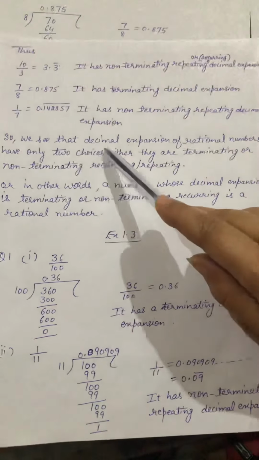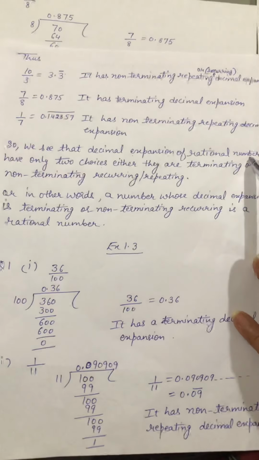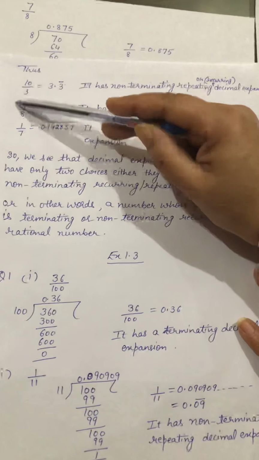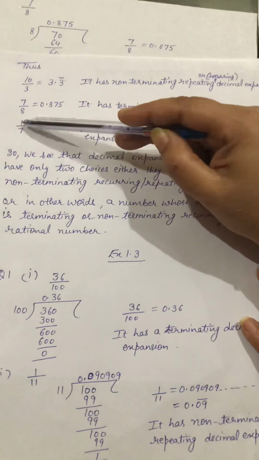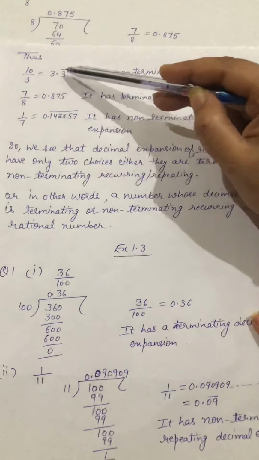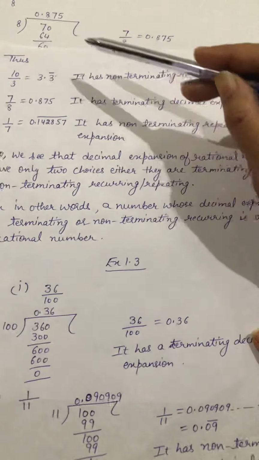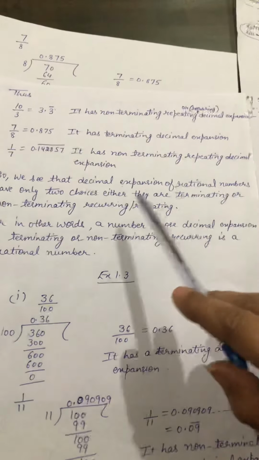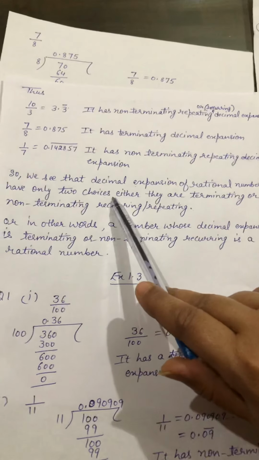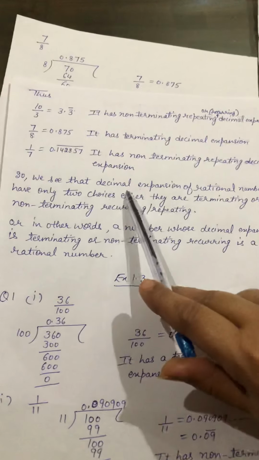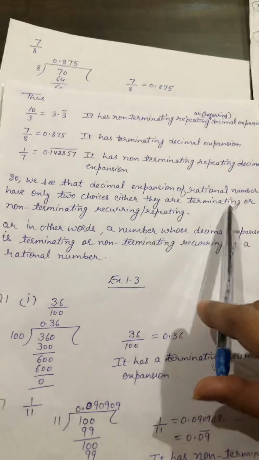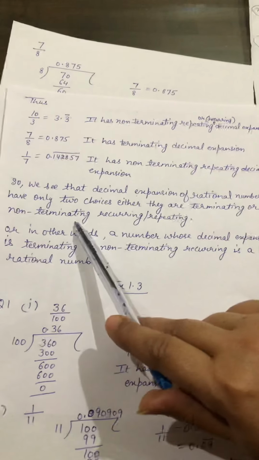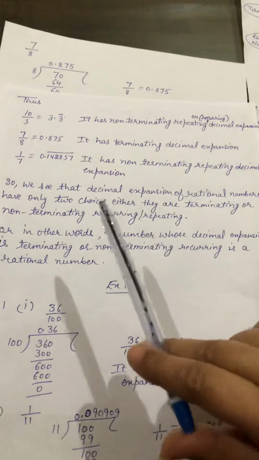So we see the decimal expansion of rational numbers. In this section we have discussed rational numbers. These all are rational numbers, of the form P upon Q. So when we divide these numbers, what type of decimal expansion do we get? We see that the decimal expansion of rational numbers has only two choices: either terminating, remainder 0, or non-terminating, recurring, repeating.